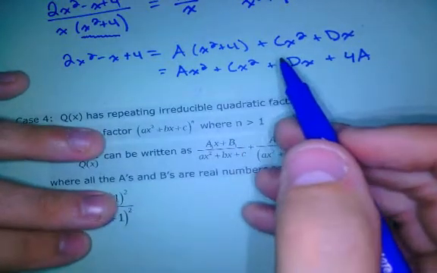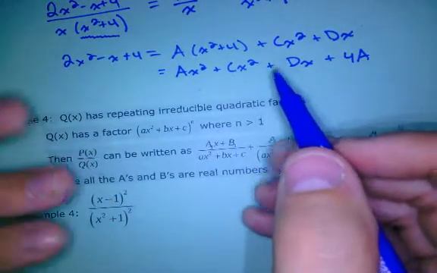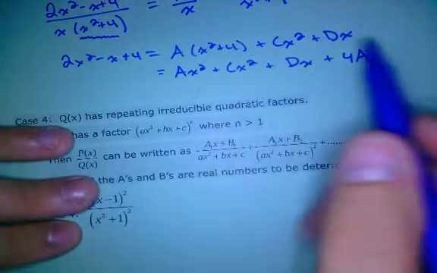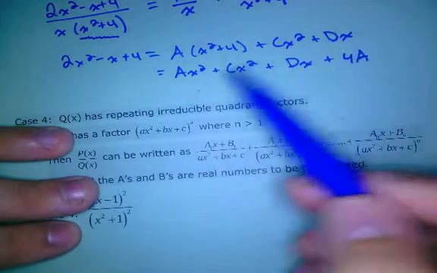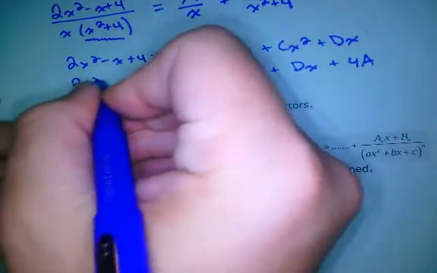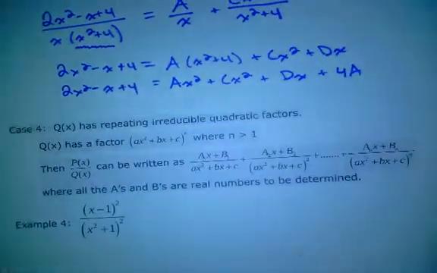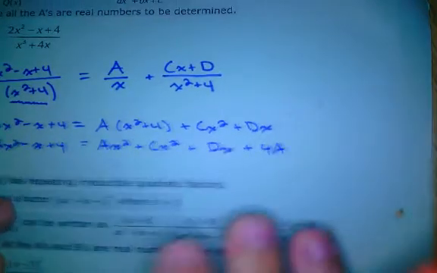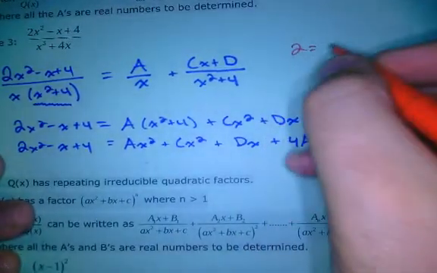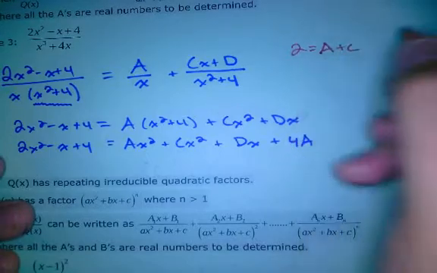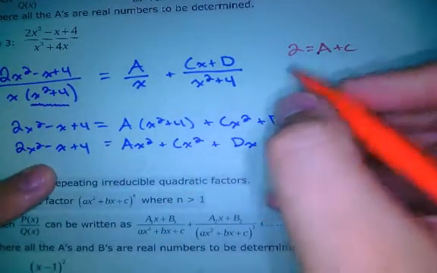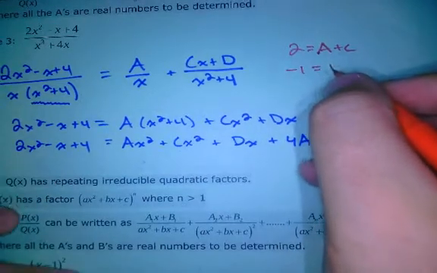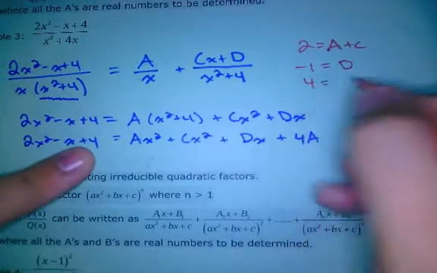Okay, I distributed and organized at the same time. It wasn't that hard because there's only 4 terms. So it's ax squared plus 4a, let's put that in the back because it's a constant, plus cx squared plus dx. I just rearranged it. So now, let's set up my x squared equation: 2 equals a plus c. What's my x equation going to be? Negative 1 equals d. That's pretty easy.